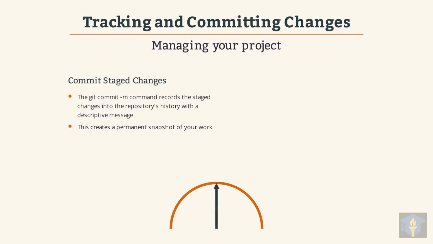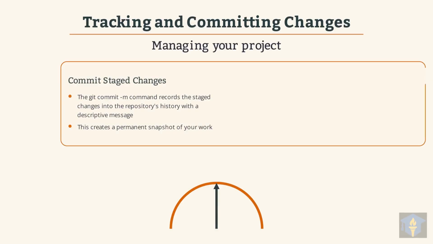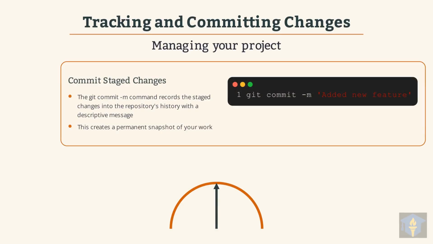Finally, after staging your changes, you'll commit them to your repository's history with a descriptive message. The git commit -m command records these staged changes with a message, creating a permanent snapshot of your work. An example would be git commit -m followed by your descriptive message, like "added new feature".